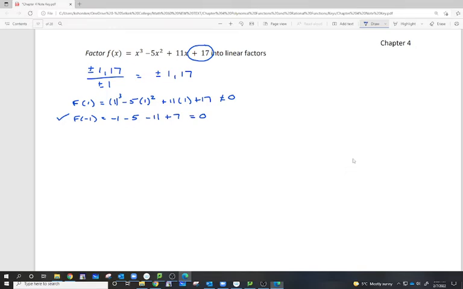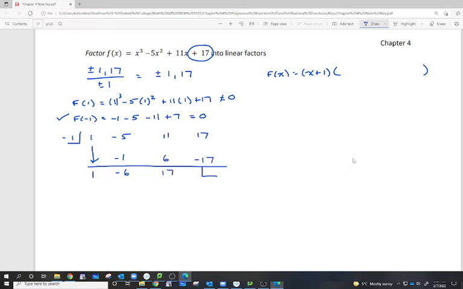So I'm on my way to factoring this, right? So right now I already know the first factor. The first factor is x plus 1. I have to figure out the quotient. So to do that, I do long division. Negative 1. Pull off your coefficients, you get 1, negative 5, 11, and 17. Synthetic division. Pull down, multiply, add. Multiply, add.